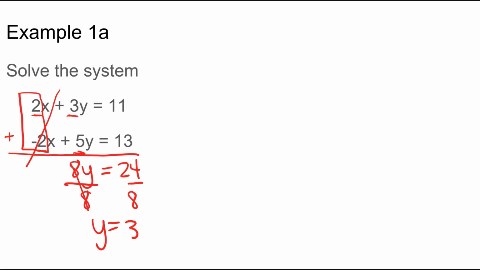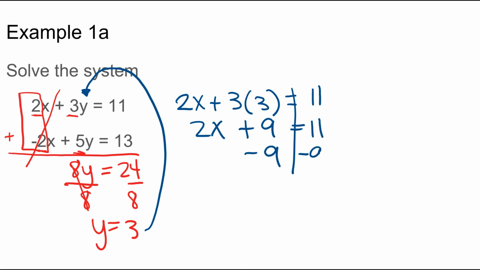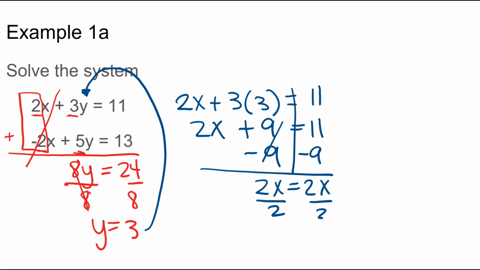I'm halfway done. We have y, we need to find x. It doesn't matter which equation you plug into. I'll just plug it into the top here. So we get 2x plus 3, instead of y we'll put 3, is equal to 11, and we'll solve. So 2x plus 9 is equal to 11. We're going to subtract 9 on both sides. We get 2x is equal to 2. Divide both sides by 2, x is equal to 1. The ordered pair is (1, 3).